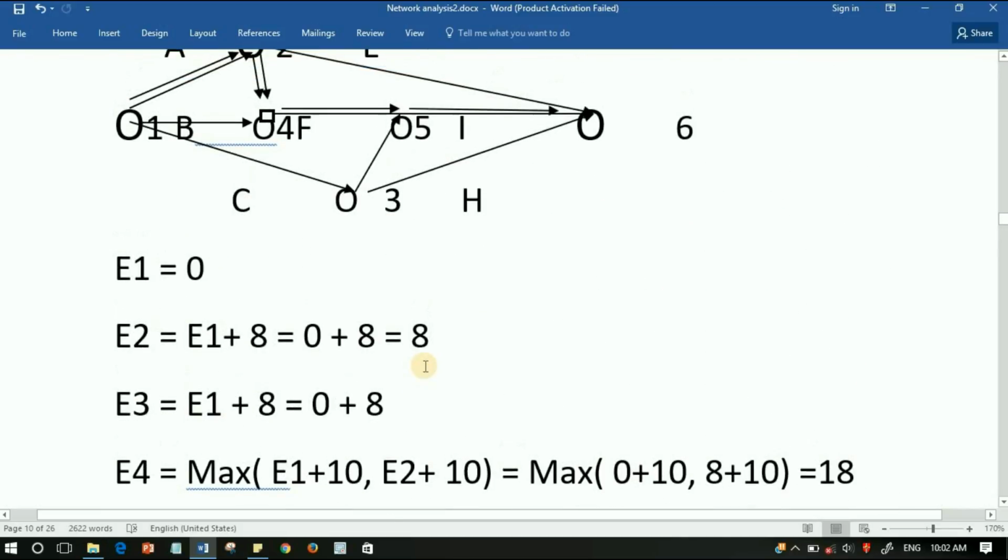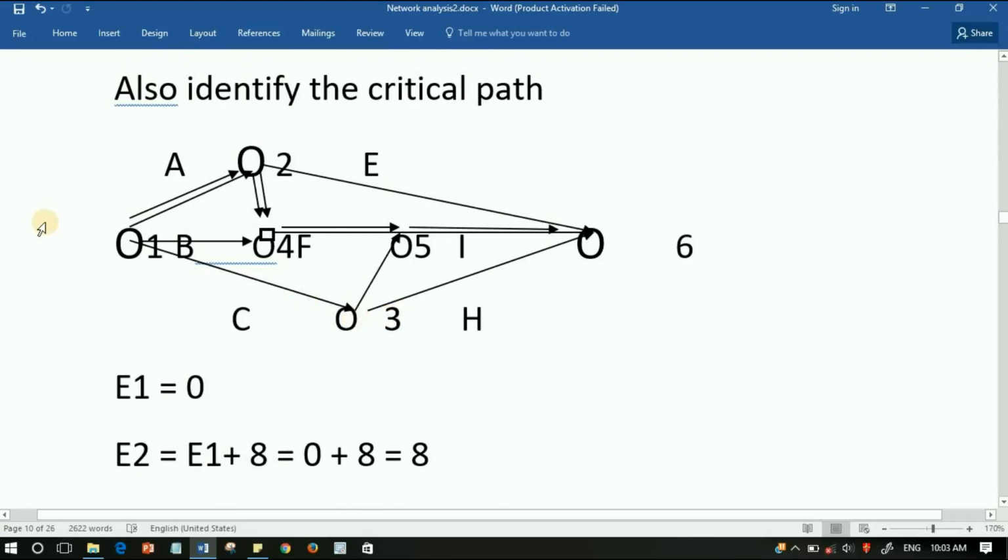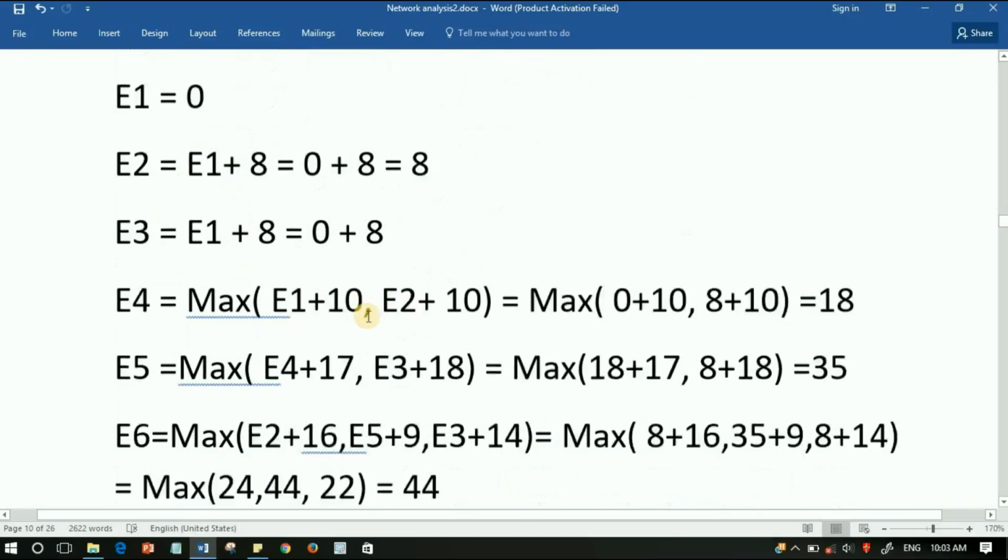Then you can see L3. For L3, there are two joining junctions here. So L3 is equal to the minimum of L6 minus time duration and L5 minus time duration. Also, you can see that for L1, it is the minimum of L3 minus time duration, L4 minus time duration and L2 minus time duration.